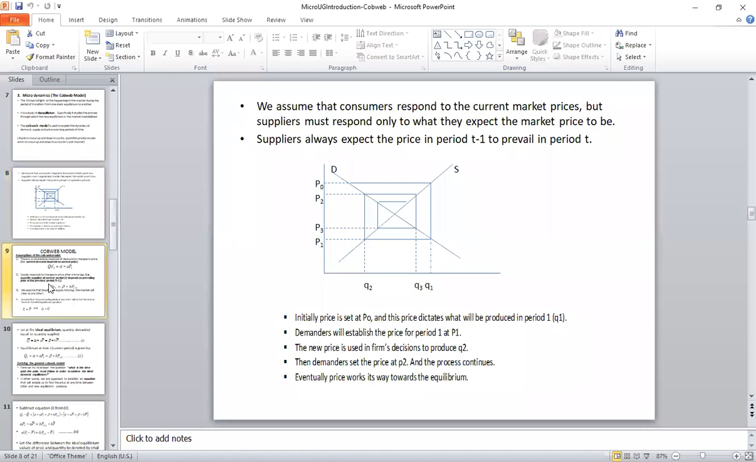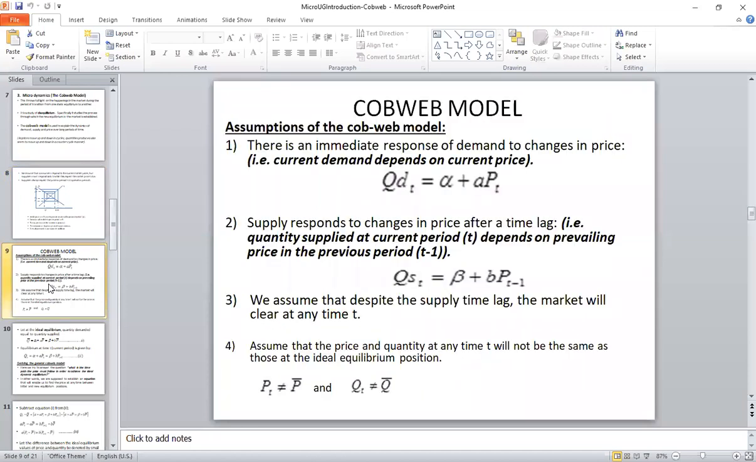Okay. So now we are going to look at the mathematical bit of it. We want to derive the cobweb model. But before we derive any model, like any other model, you start with assumptions.